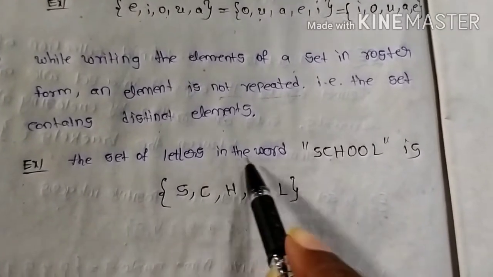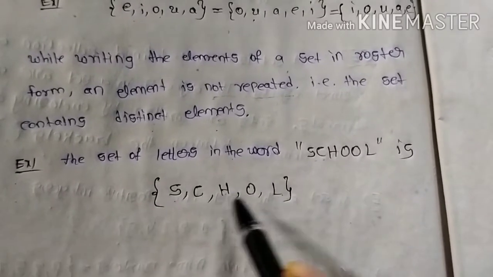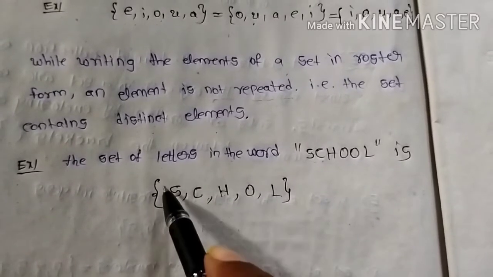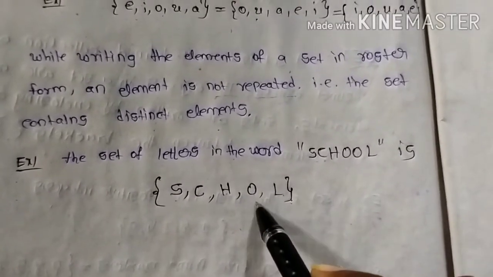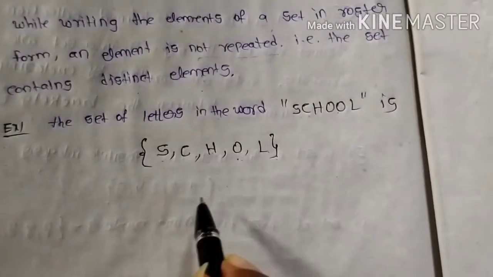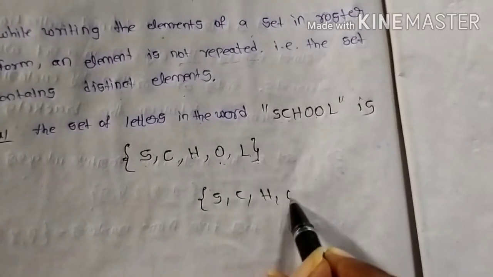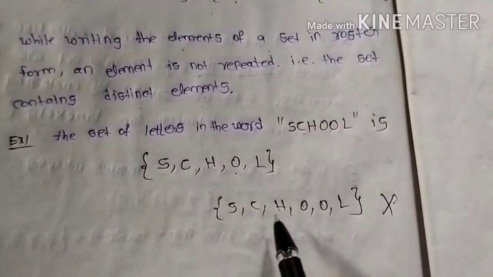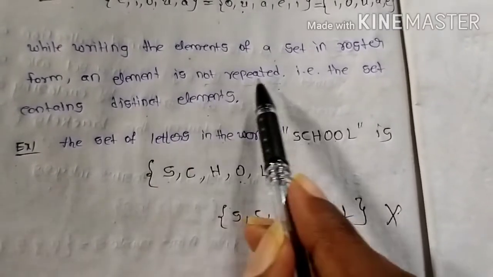See here, the set of letters in the word SCHOOL is {S, C, H, O, L}. All the elements are written or not, and also they are separated by commas or not, and also they are within brackets or not. Yes or no? Yes, but is there any element repeated in the roster form? No. If a student writes S, C, H, O, O, L, this will be wrong. You should remember here, no element is repeated.